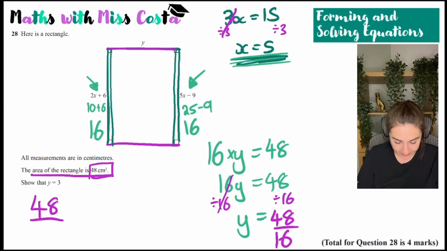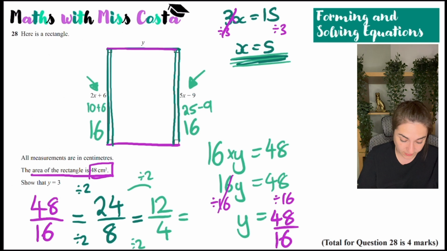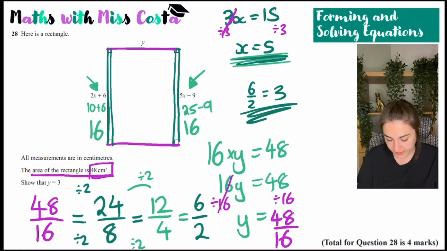So I've got a fraction here. To show this division, I can just simplify the fraction. So let's start by dividing by 2. So 48 divided by 2 is 24. 16 divided by 2 is 8. I can divide by 2 again if I don't quite know what this is. 24 divided by 2 is 12. 8 divided by 2 is 4. If you can't see that 12 over 4 is 3, that's fine. Divide by 2 again. So that would give you 6 over 2. And 6 over 2 equals 3. So if you've shown all of this calculation, you show that y equals 3, because 3 times 16 makes 48.